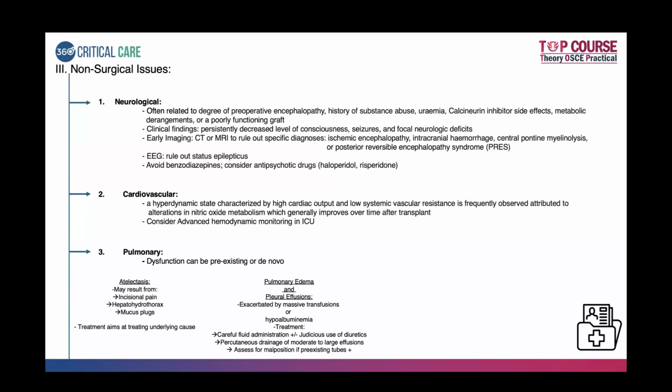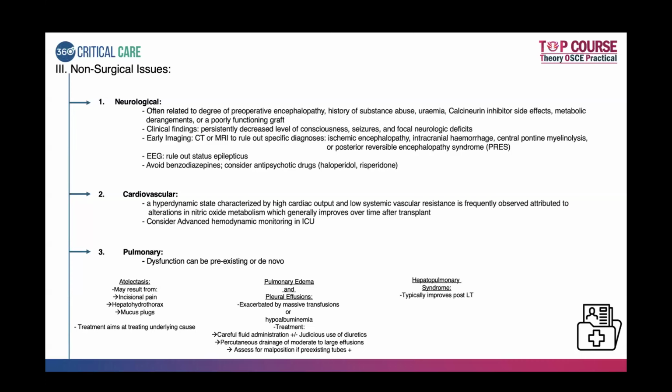Then pulmonary edema and pleural effusions. They can be exacerbated by massive transfusions or severe hypoalbuminemia. So the main management is careful fluid administration with judicious use of diuretics, because diuretics in post-transplant patients are a double-edged sword. You may think that it's giving you benefit, but it can cause a lot of harm in ways we cannot imagine. So it needs to be very carefully titrated.